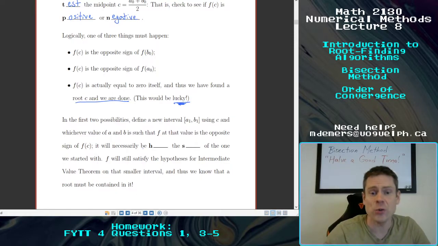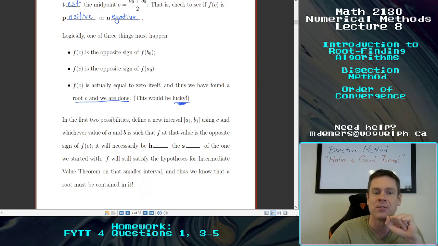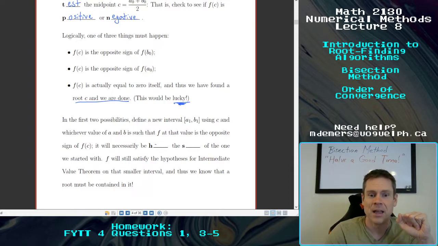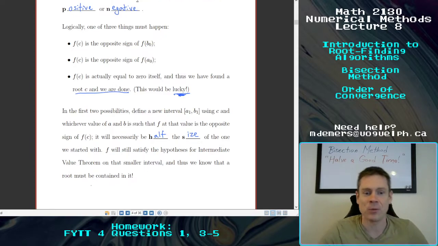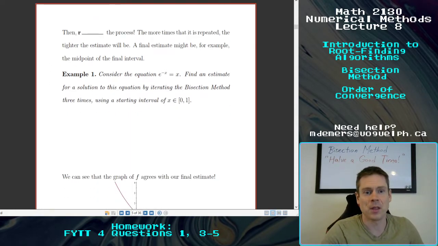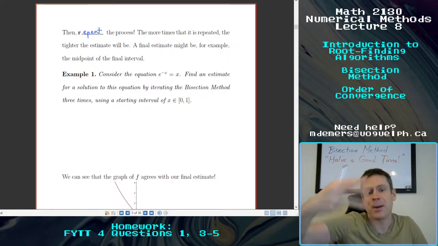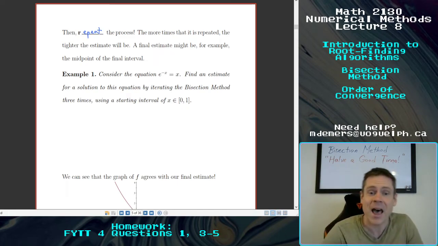So let's try to make this a bit precise here. We're going to define a new interval a1, b1 using c and whichever value of a and b such that f at that value is the opposite sign of f of c. It will necessarily be half the size of the interval that we started with. And as I said, f will still satisfy the intermediate value theorem. We know there has to be a root contained in it. And then we repeat the process. Due to the fact that every single time we have those three possible logical outcomes, we can make that interval as small as we want. We can get as good of an estimate as we want.